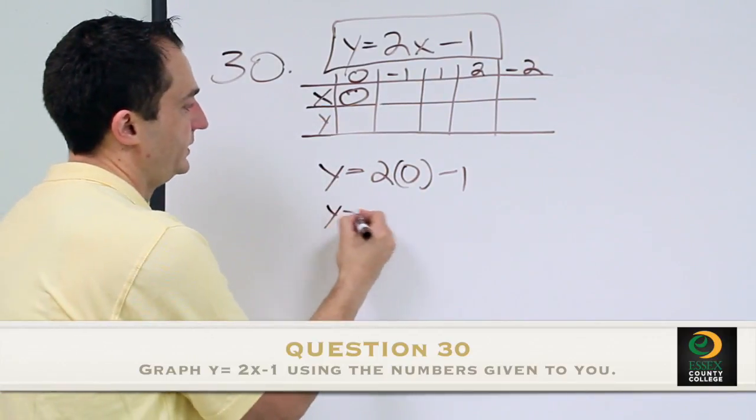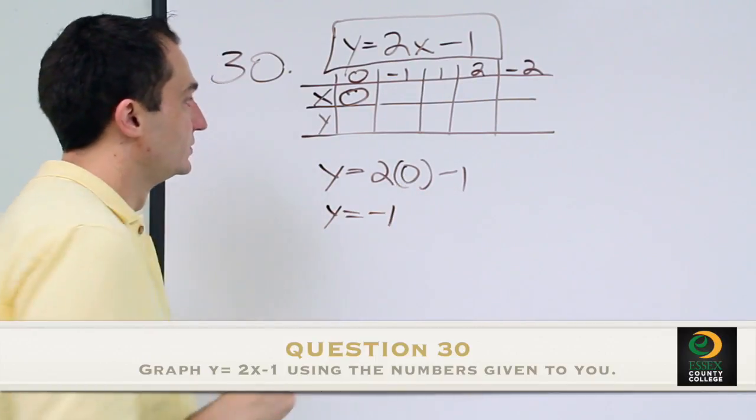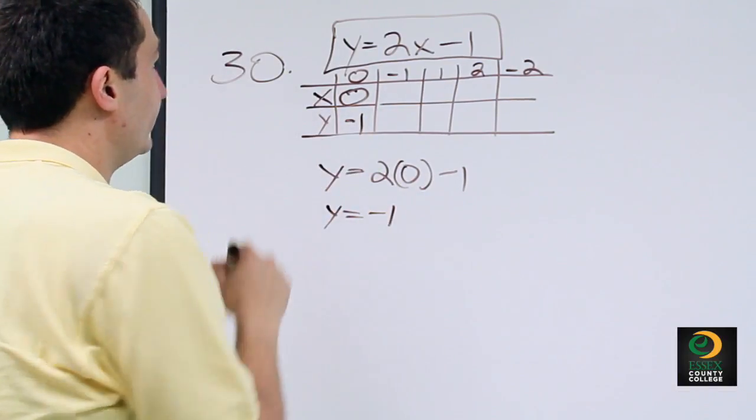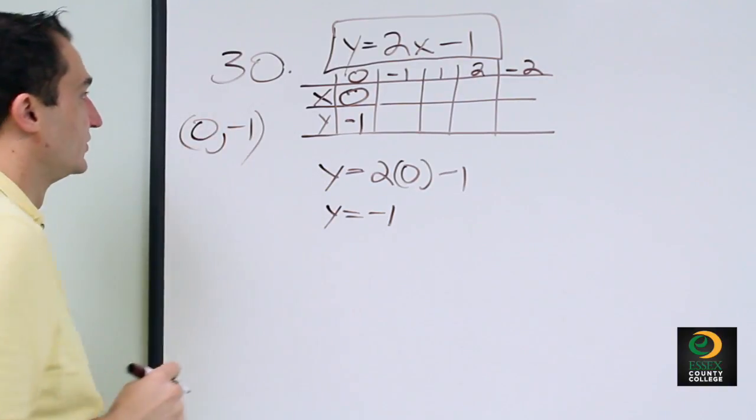So we're going to have y is equal to 2 times 0, which is 0, minus 1, so y is equal to -1. So this would be -1 on our chart. So this point right here would be 0, comma, -1. That would be our first point.